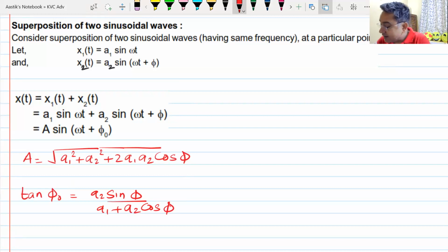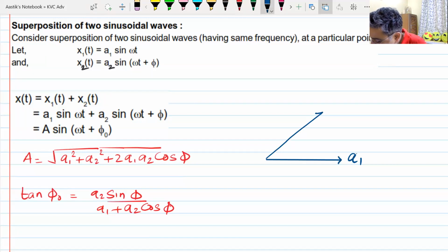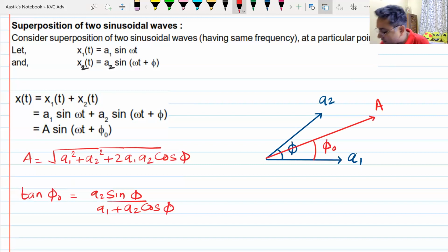Yes, sir. And how have we added this? We have added this considering them as vectors. We have considered that a1 is here. We have considered that a2 is here. The angle between them is phi, and when I add these two, I will get the amplitude as capital A, and this angle would be equal to phi naught. Everyone understands this? Yes. I give you 2 minutes to note this down.